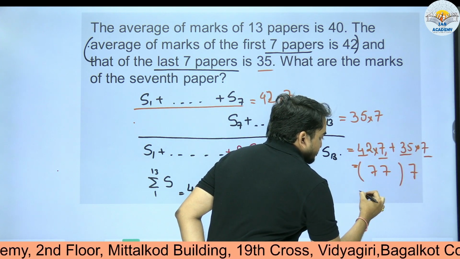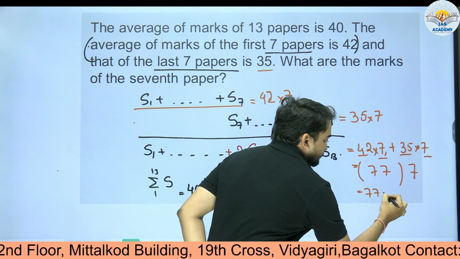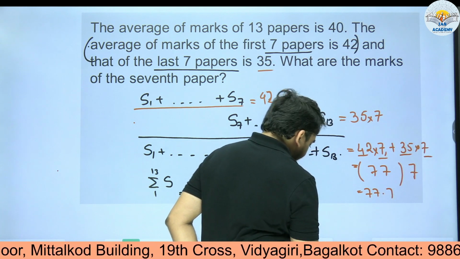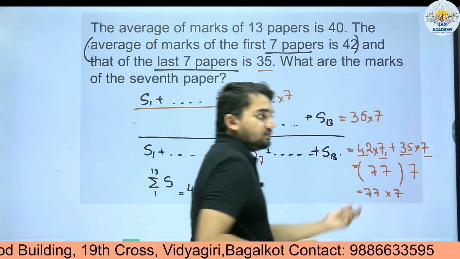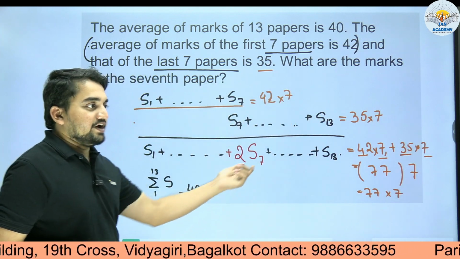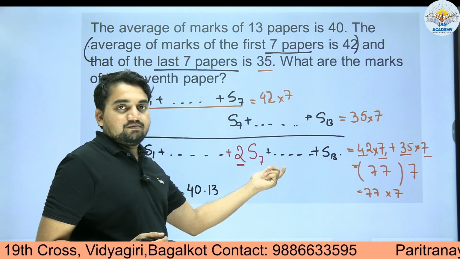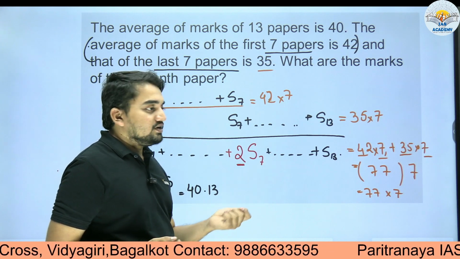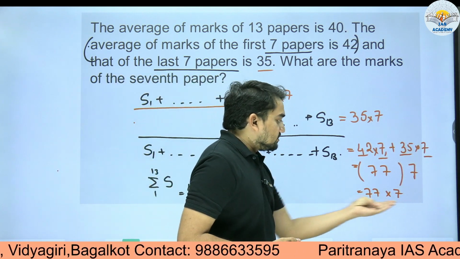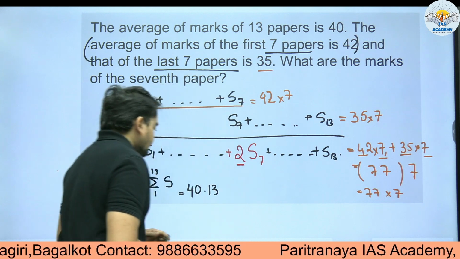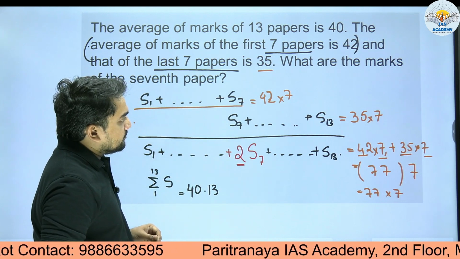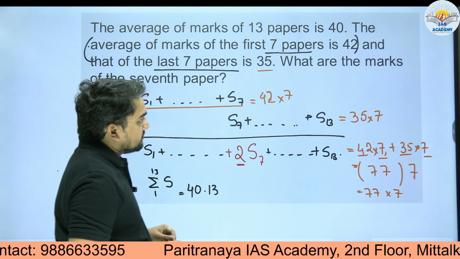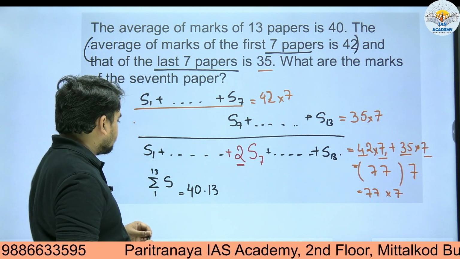So the value is 77 into 7. I'm not directly calculating, I'm just simplifying a little bit more. Instead of writing the whole 42 into 7 plus 35 into 7, I just wrote that in terms of two numbers. Further, 42 plus 35 is how much? 7 plus 7, 77.